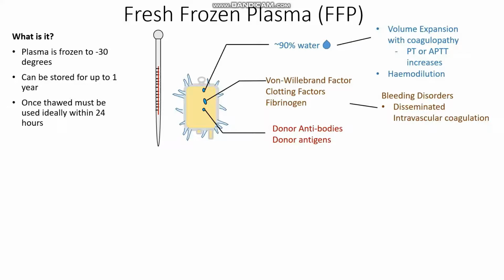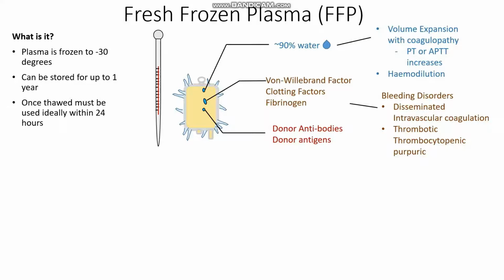Another case where we can use FFP is in things like thrombotic thrombocytopenic purpura. There's a typo there, it should say purpura, not purpuric. Essentially we use this after we've done a plasma exchange just to help replenish some of the clotting factors that they may have lost during the disease process.